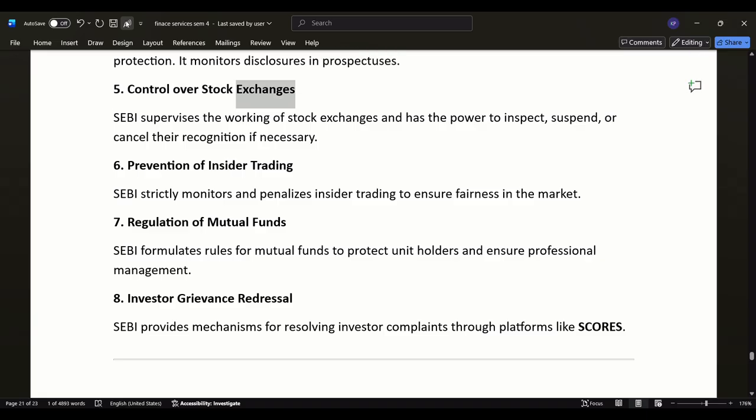5. Control over stock exchanges. SEBI supervises the working of stock exchanges and has the power to inspect, suspend, or cancel their recognition if necessary. 6. Prevention of insider trading. SEBI strictly monitors and penalizes insider trading to ensure fairness in the market. 7. Regulation of mutual funds. SEBI formulates rules for mutual funds to protect unit holders and ensure professional management. 8. Investor grievance redressal. SEBI provides mechanisms for resolving investor complaints through platforms like SCORES.